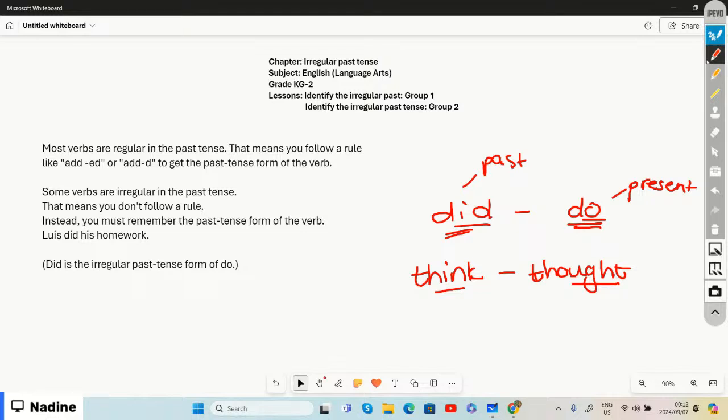All right. Can you think of any more irregular past tense verbs before I give a few of the ones that I know of? Irregular past tense, a few examples.